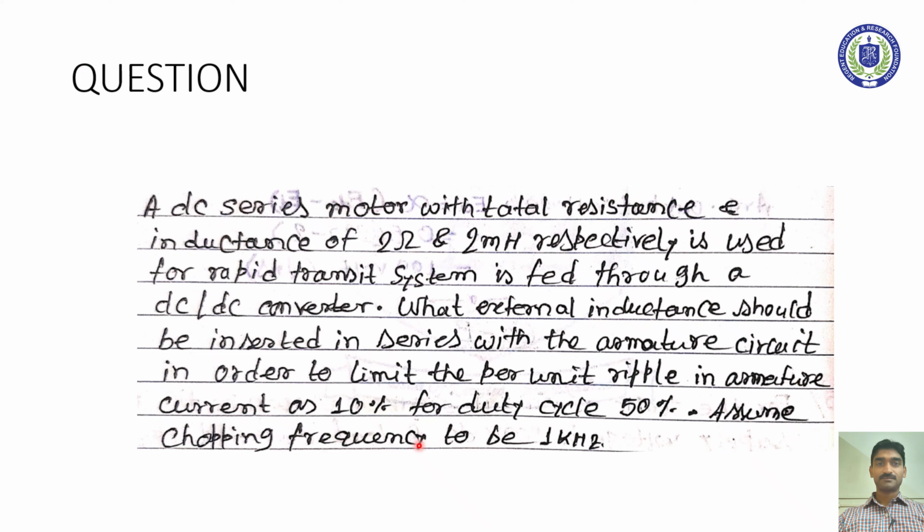So what is the ripple factor? In a DC-DC converter, the ripple factor can be considered as a measure of the AC component present in the DC output voltage or current. I repeat, in a DC-DC converter, the ripple factor is the measure of the AC component present in the DC output voltage or current.